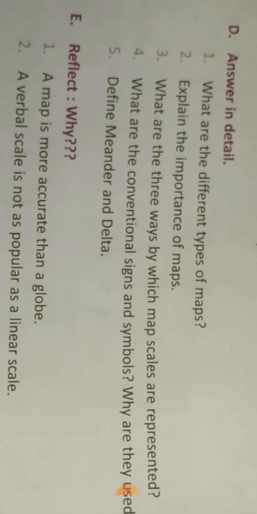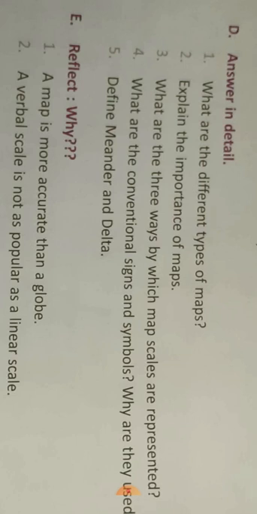Now let's see the fifth one, define meander and delta. So let's see the definition of meander. In plains, the river moves leisurely and its course forms broad S-shaped loops or curves. These semicircular curves are called meanders. Now, delta. The silt carried by a river collects and is deposited in the space between the smaller rivers. This creates a triangular shaped feature at the river mouth called the delta.